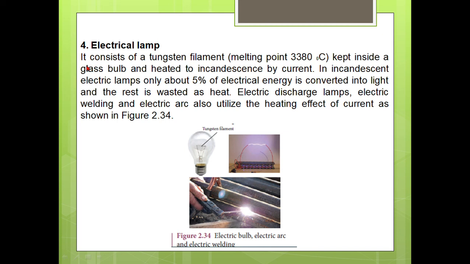It is kept inside a glass bulb and heated to incandescence by current. In incandescent electric lamps, only about 5% of electrical energy is converted into light, and the rest is wasted as heat. Electric discharge lamp, electric welding and electric arc also utilize the heating effect of current.